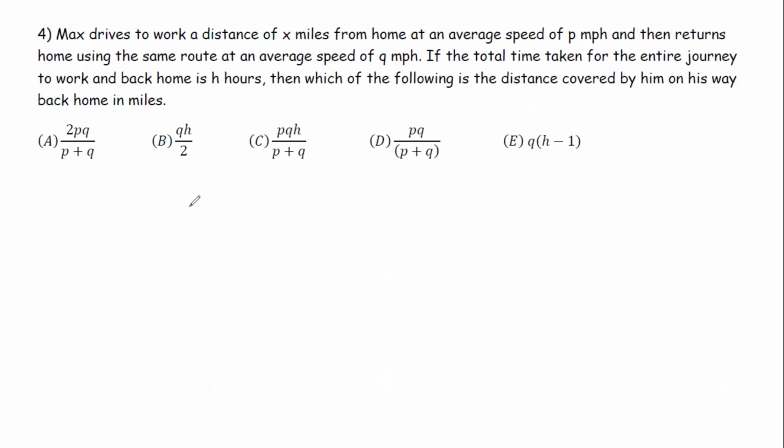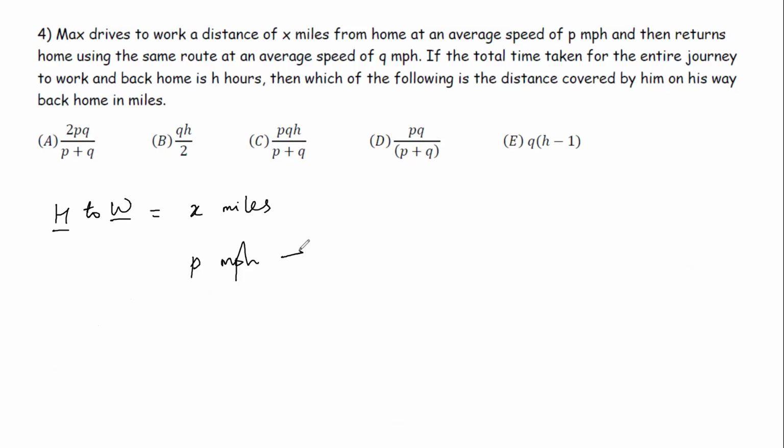So Max drives to work at a distance of x miles, at an average speed of p miles per hour, and then returns home. So x miles is home to work, W work, H home. That is home to work x miles. And returns home using the same route at an average speed of q miles per hour.